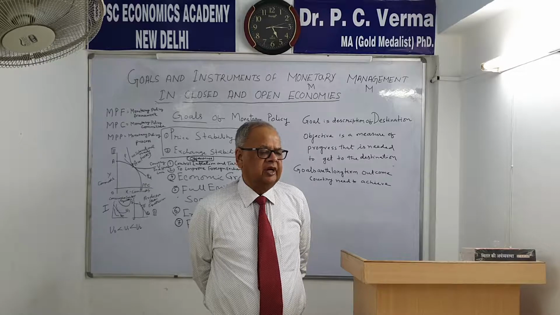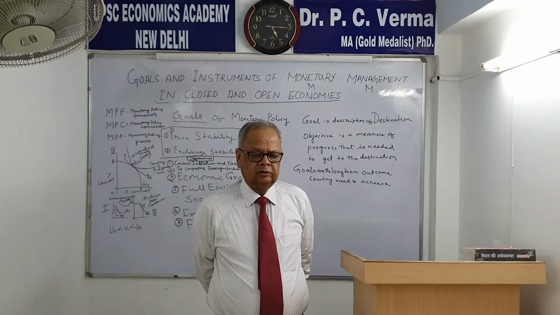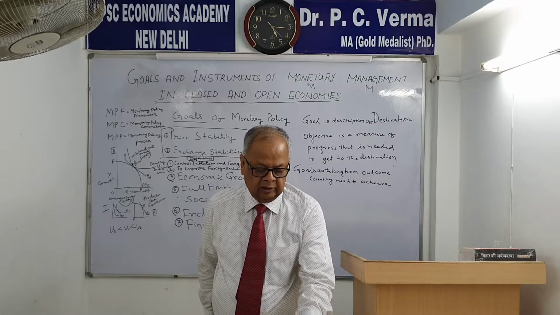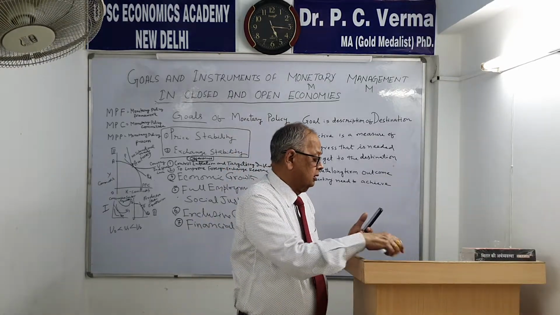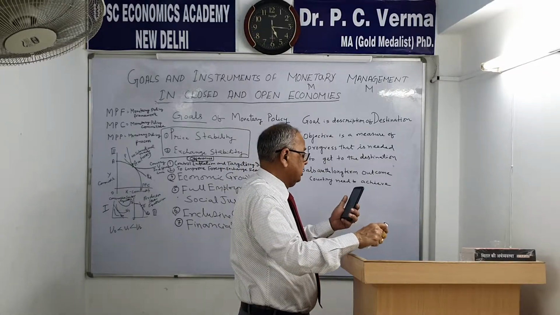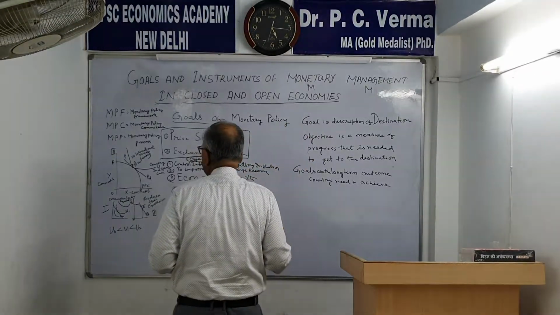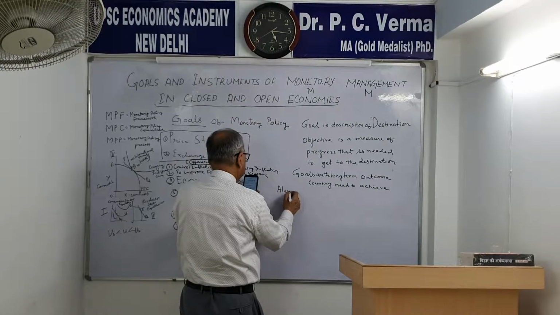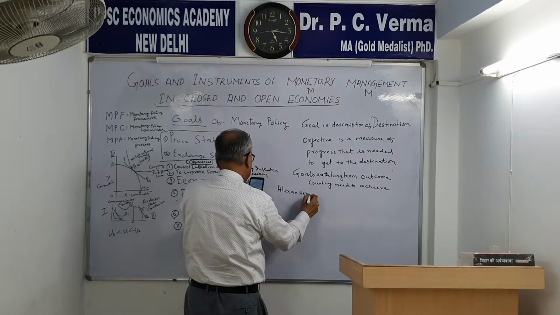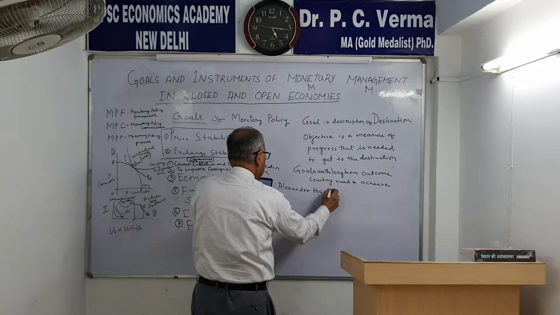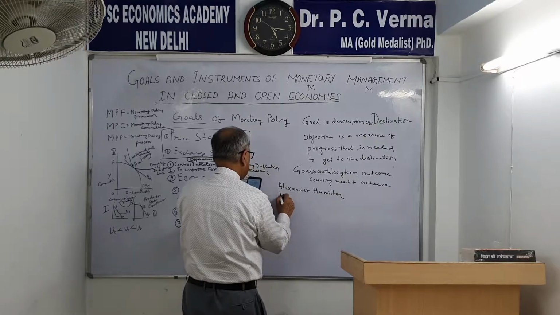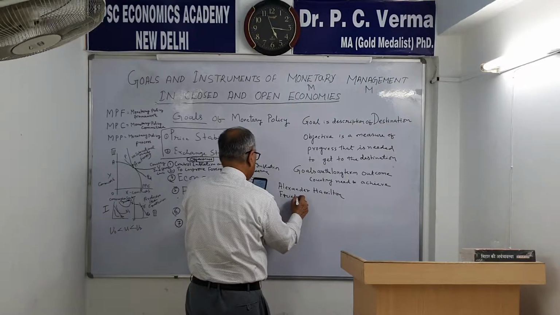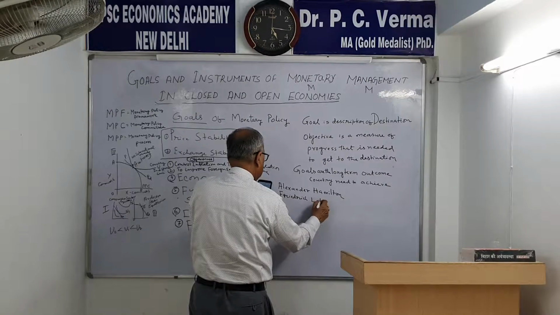So protection policy is against free trade. The infant industry argument was supported by two famous persons: Alexander Hamilton and Frederick List.